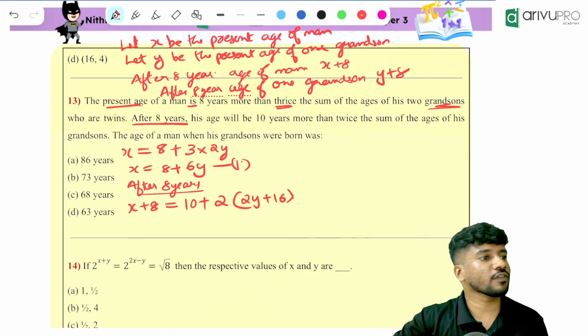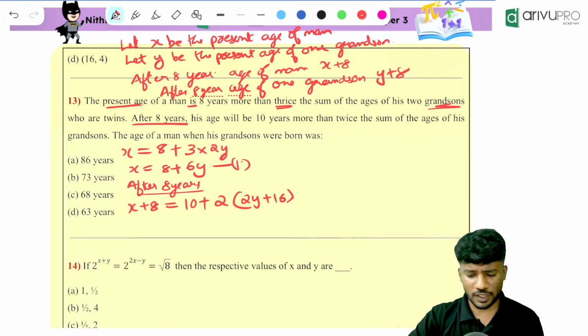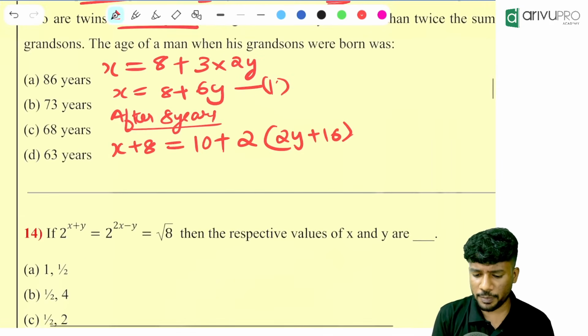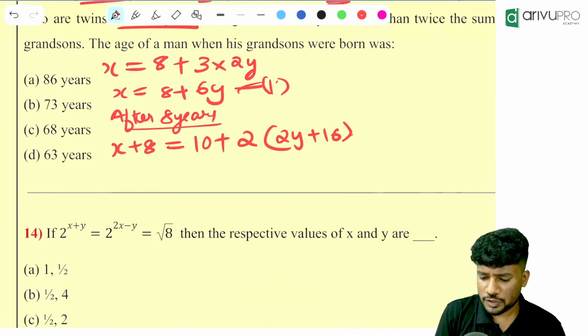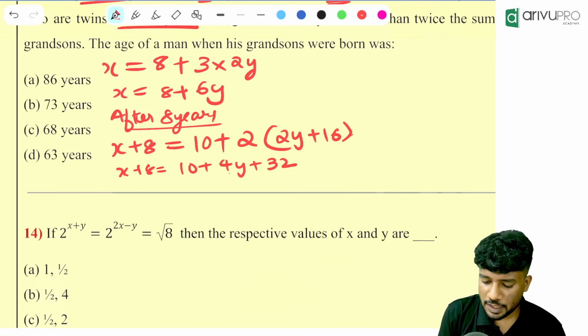If so, you are getting the answer sorted. This is the only difficult part, to construct the equation. Then you can solve the equation in whatever way you want. Now open the bracket and accordingly go ahead. So you will be writing it as X plus 8 is equal to 10 plus 4Y plus 32. So I am taking this 4Y to the other side. X minus 4Y is equal to how much, people?